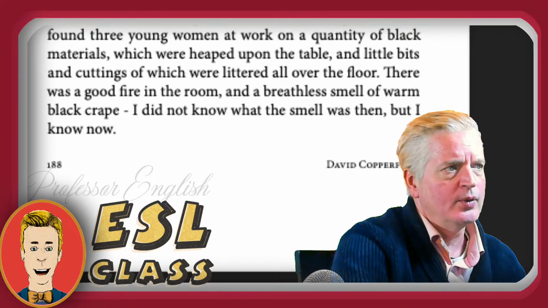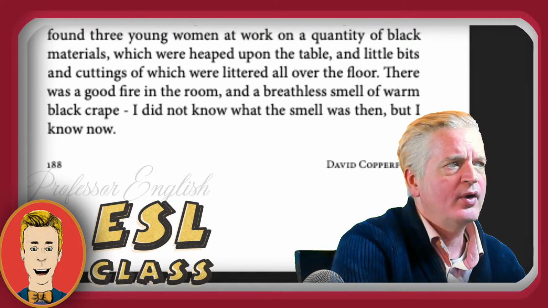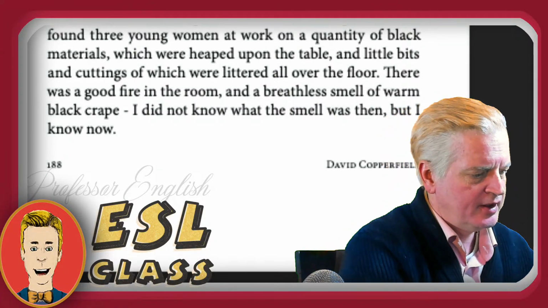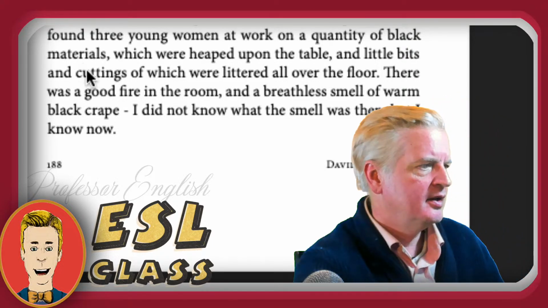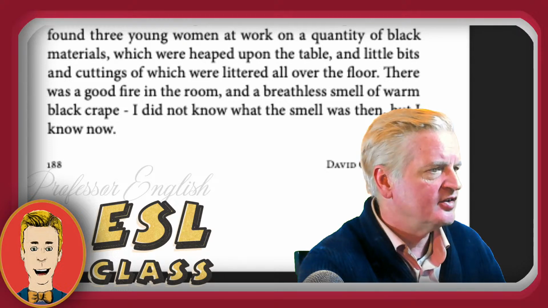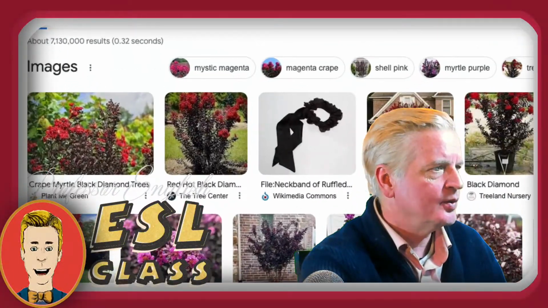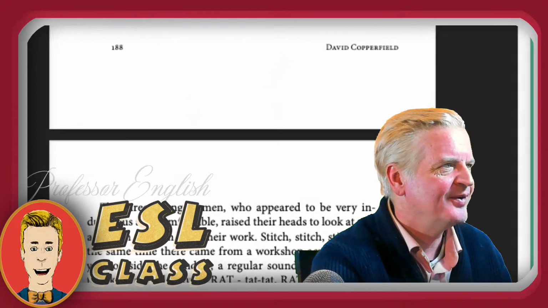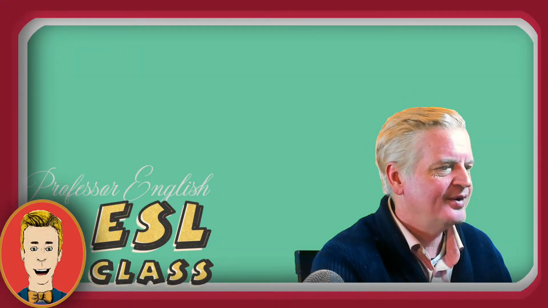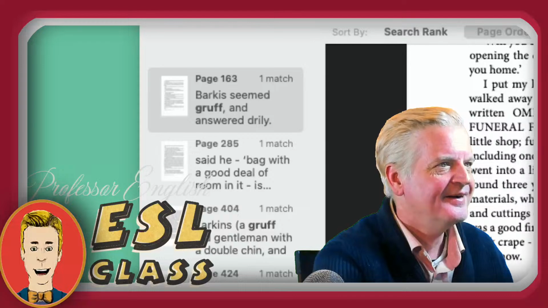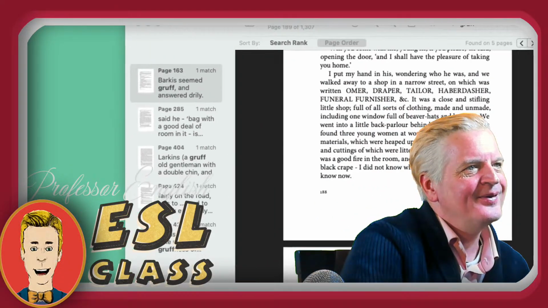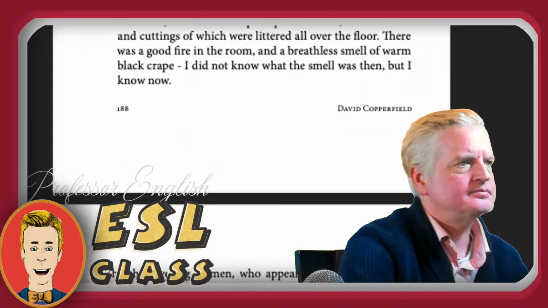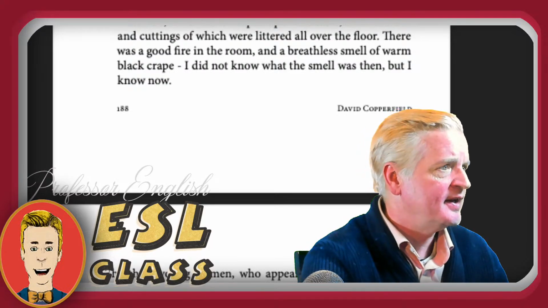There was a good fire in the room and a breathless smell of warm black crepe. I don't know what that word crepe is. Black crepe. It's a type of plant. Let me just show you a picture. So I guess the room smelled like this plant. I don't know what that smells like, but that's how the room smelled, apparently, according to Davy. The smell of warm black crepe. I did not know what the smell was then, but I know now.